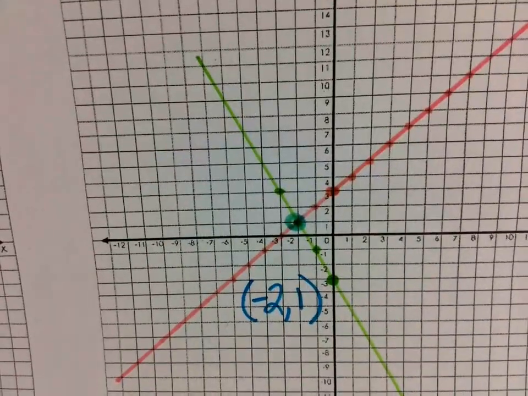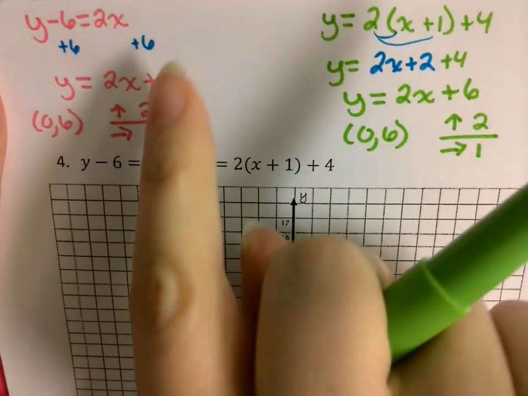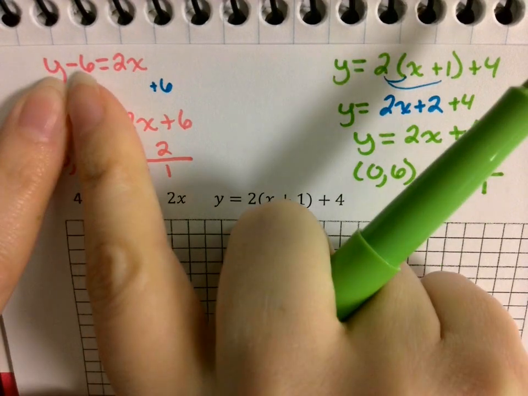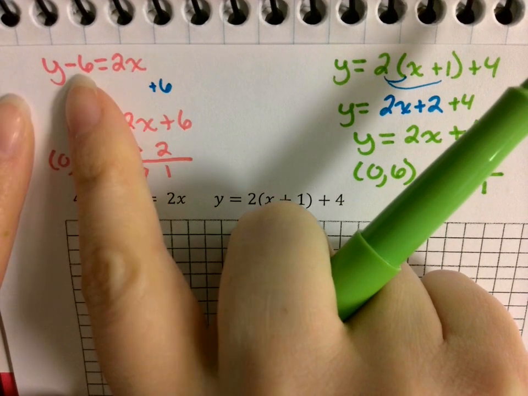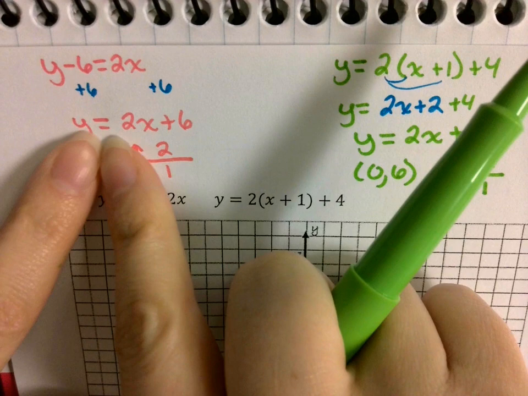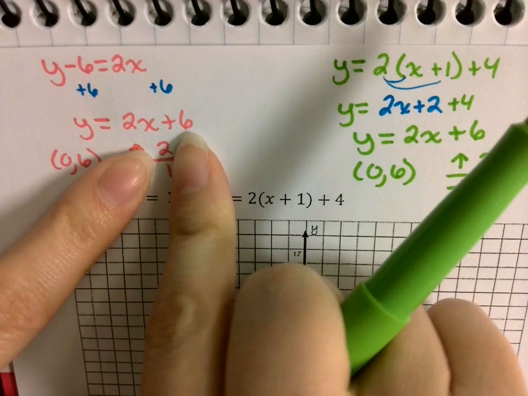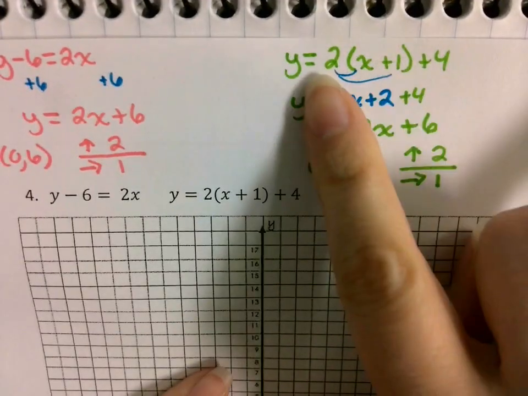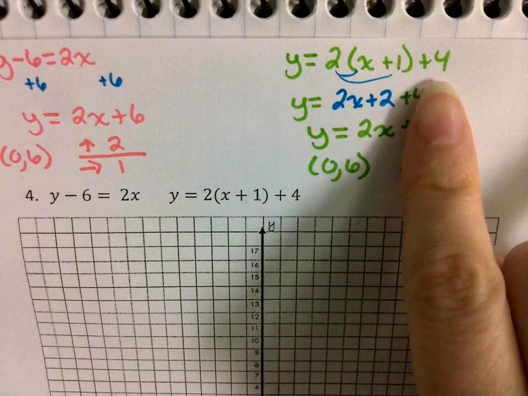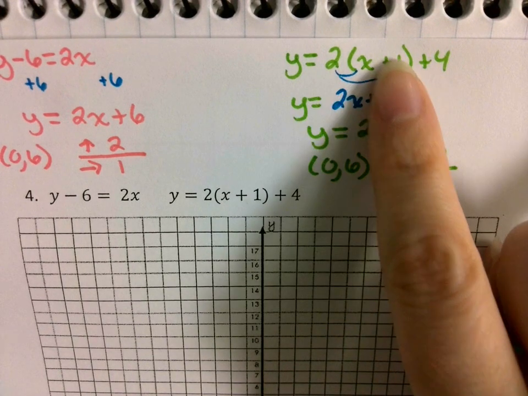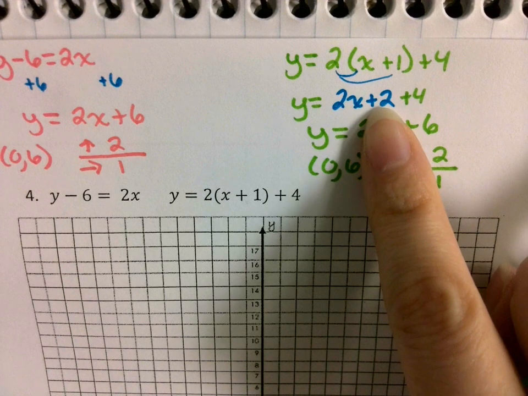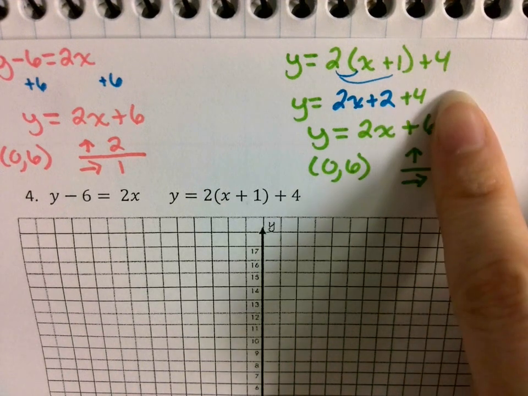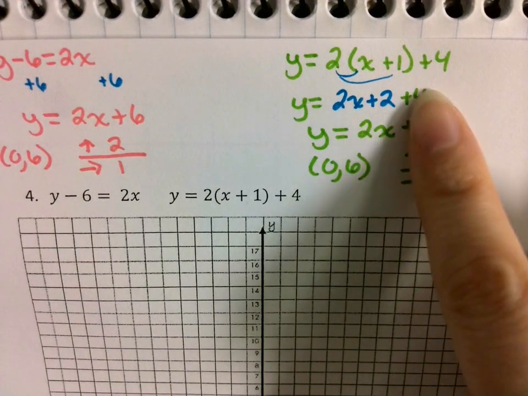Okay, looking at the last graph, you have to rewrite the second equation, right? And the first equation. The first equation says y minus 6 is equal to 2x. So I'm going to add 6 to both sides, and I get y is equal to 2x plus 6. Then for my second equation, I have to distribute that 2 first. So by doing 2 times x and 2 times 1, I get 2x plus 2. But then I have a plus 4 on the outside of that.